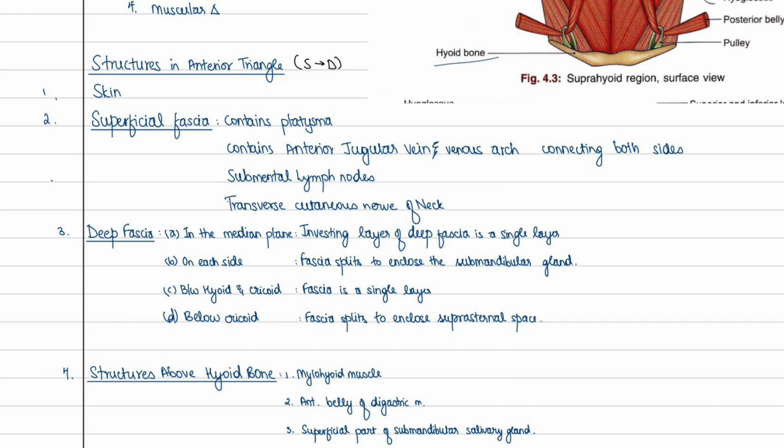The deep fascia consists of the investing layer. So the investing layer of deep fascia in the median plane is a single layer. On each side it splits to enclose the submandibular gland, and between the hyoid and cricoid it is a single layer, and below the cricoid the fascia splits to enclose the suprasternal space. Now let's understand the structures above and below the hyoid bone.